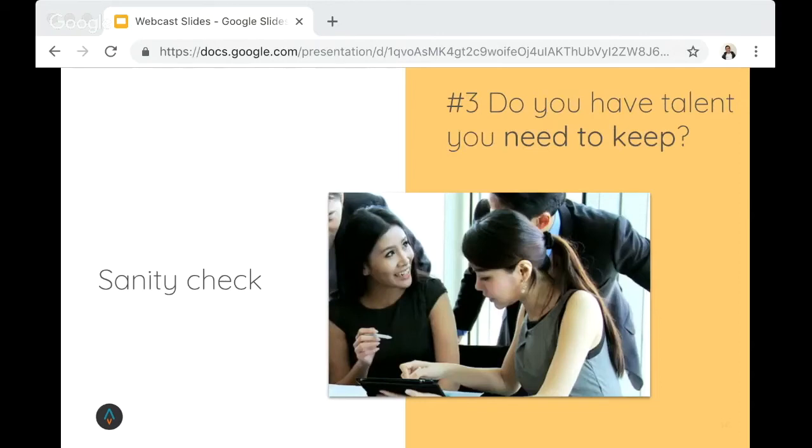The third sanity check to ask yourself if you're ready for running pulse surveys is, do you have talent, like good people that you need to keep, meaning you can't afford to lose?